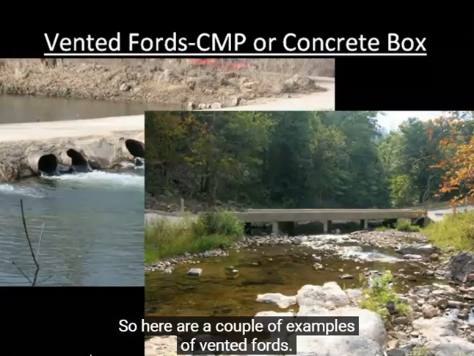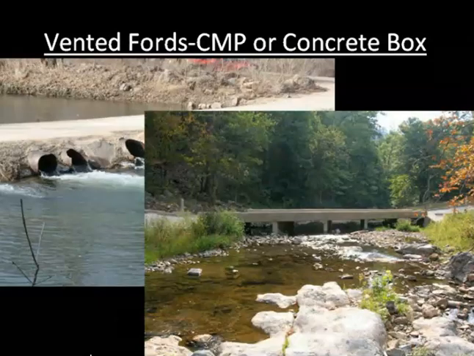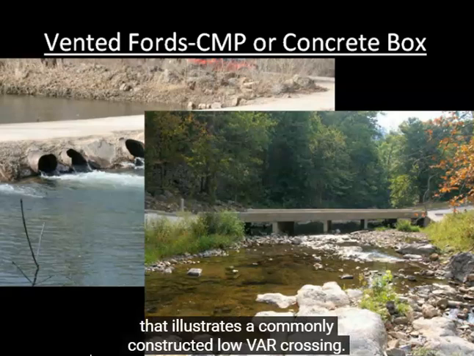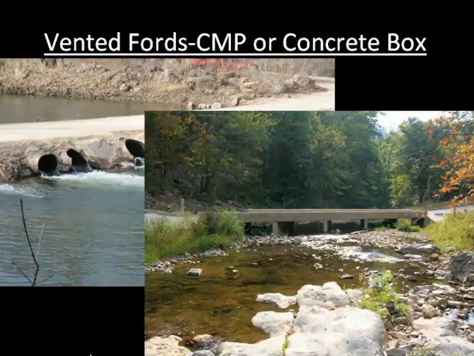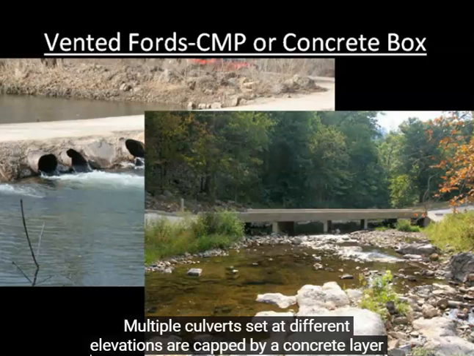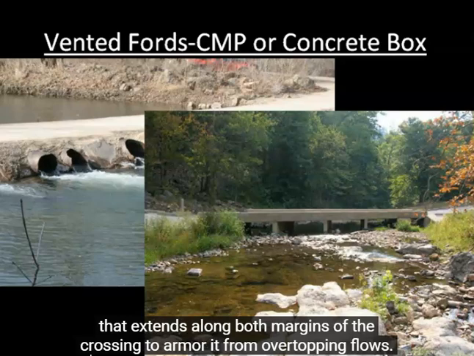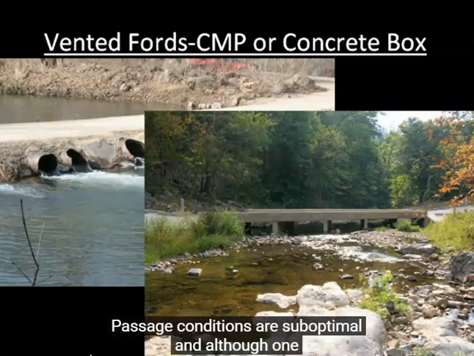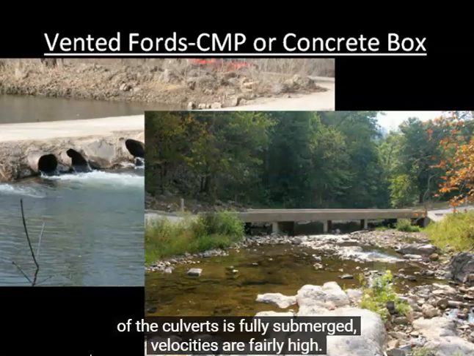So here's a couple of examples of vented fords. This is an older ford in Missouri that illustrates a commonly constructed low VAR crossing. Multiple culverts set at different elevations are capped by a concrete layer that extends along both margins of the crossing to armor it from overtopping flows. Passage conditions are suboptimal, and although one of the culverts is fully submerged, velocities are fairly high.